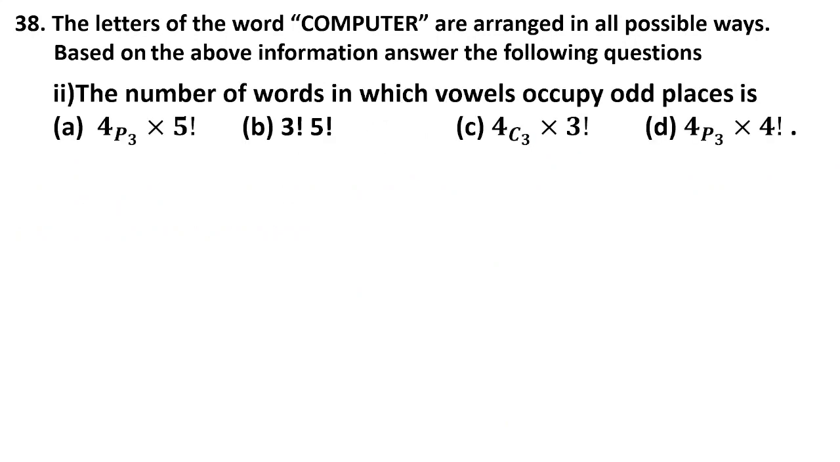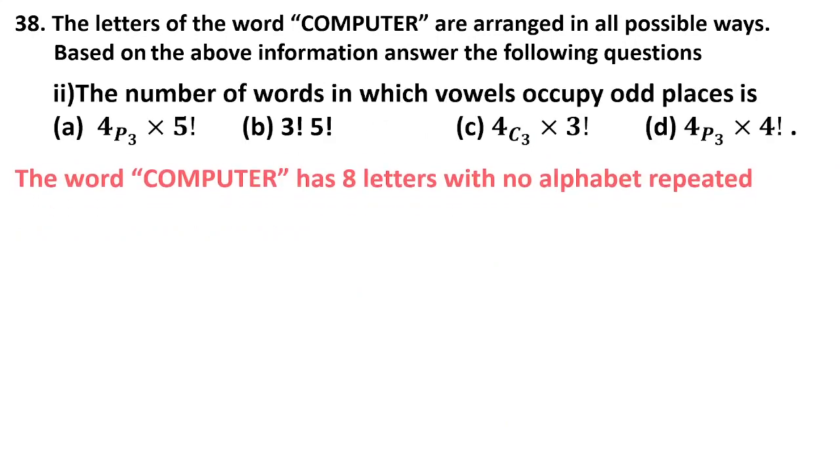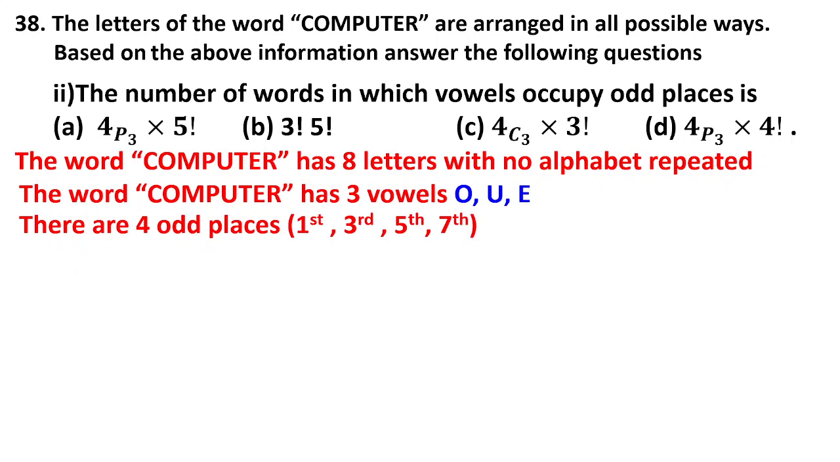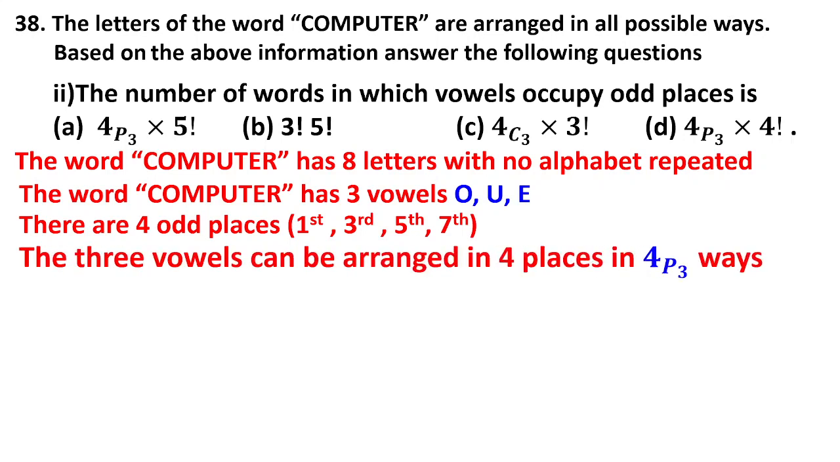Subdivision 2: number of words with vowels occupying odd places. Let us see what the vowels are. The vowels are O, U, E. How many odd places are there? 4 odd places: first, third, fifth and the seventh. Therefore, we have only 3 vowels, which can be arranged in 4P3 ways by taking 3 at a time at 4 places.